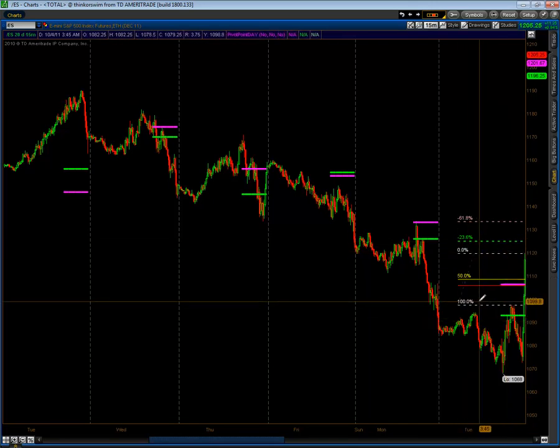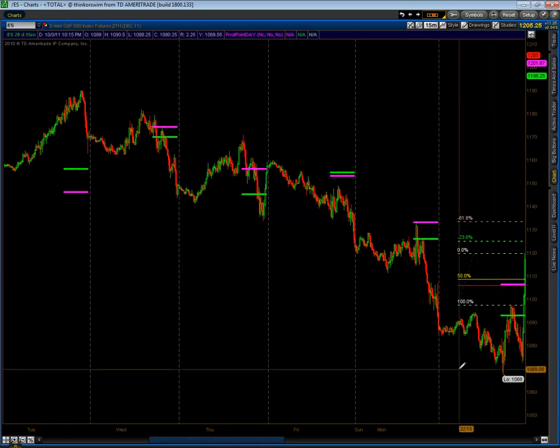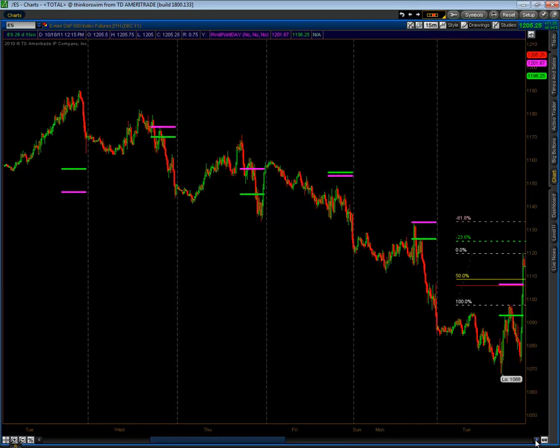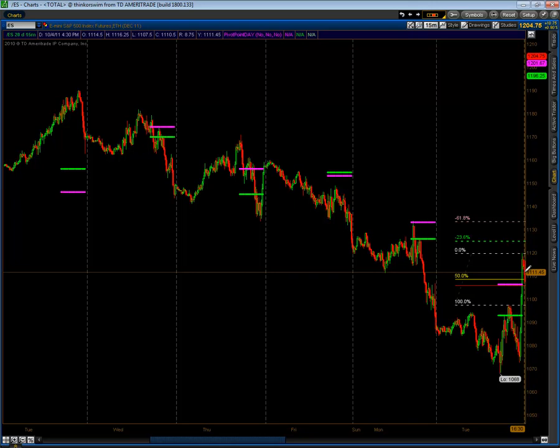So placing a trade with the trend at this point, we would be putting a limit order in here at 1108.75 to try and get a fill. So let's see what happens. Okay, price comes back, and the low here is 1107.50. So we get our fill.